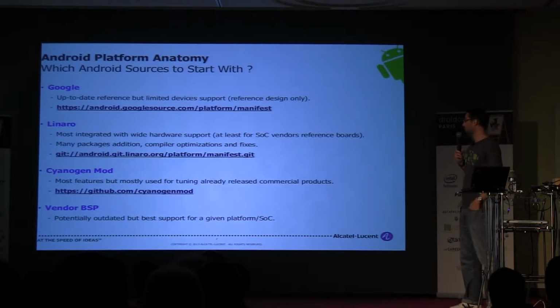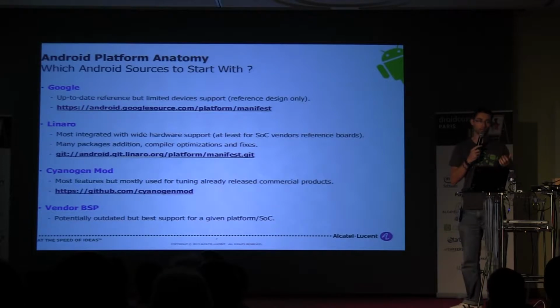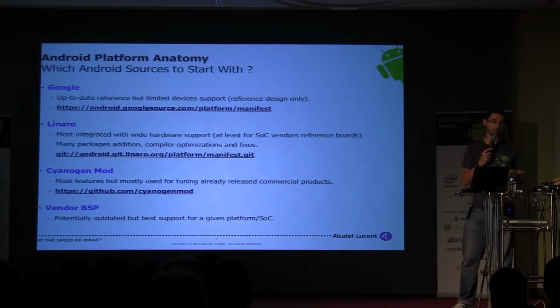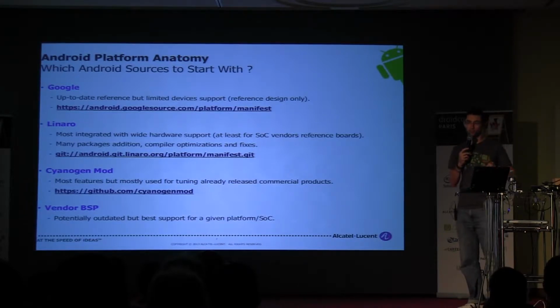If you want to start with Android as a device manufacturer, or if you have an evaluation board and you want to hack around over that, you have many sources that you can start from. The reference one is the sources from Google. They are known as the AOSP, which stands for Android Open Source Project. So they are delivered by Google, and this is the reference.